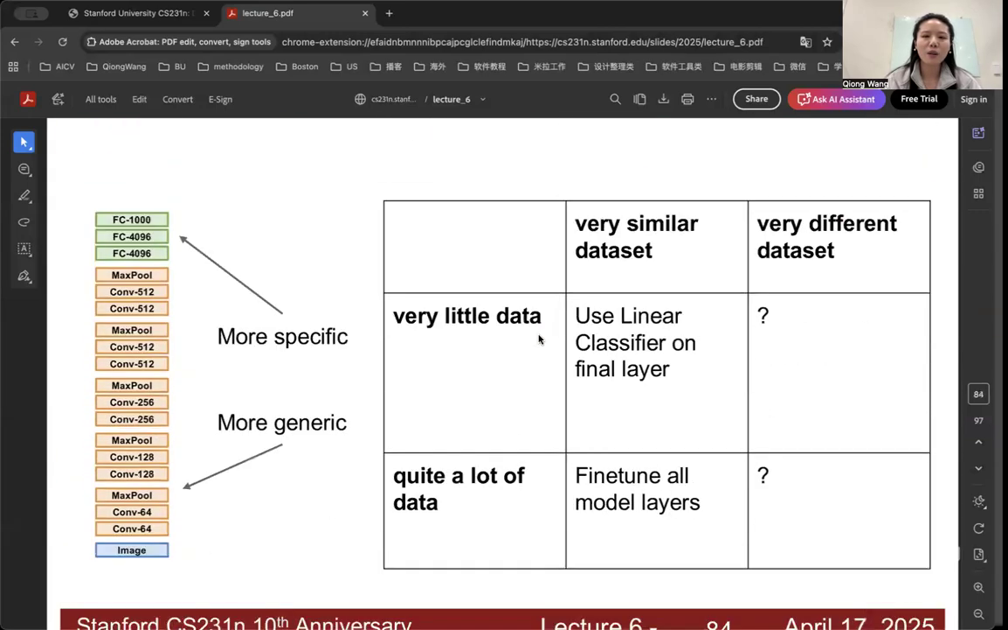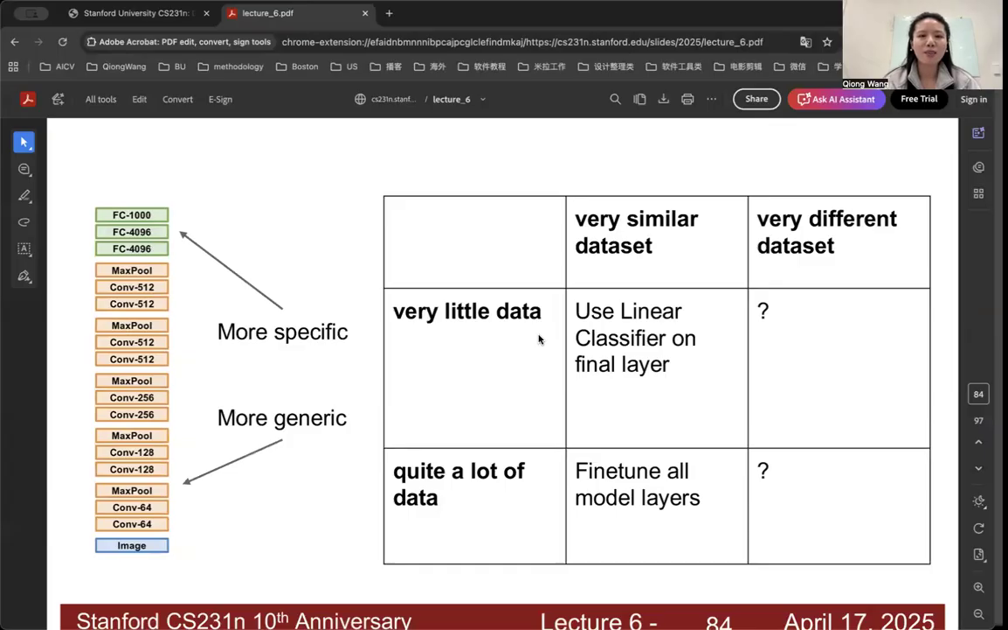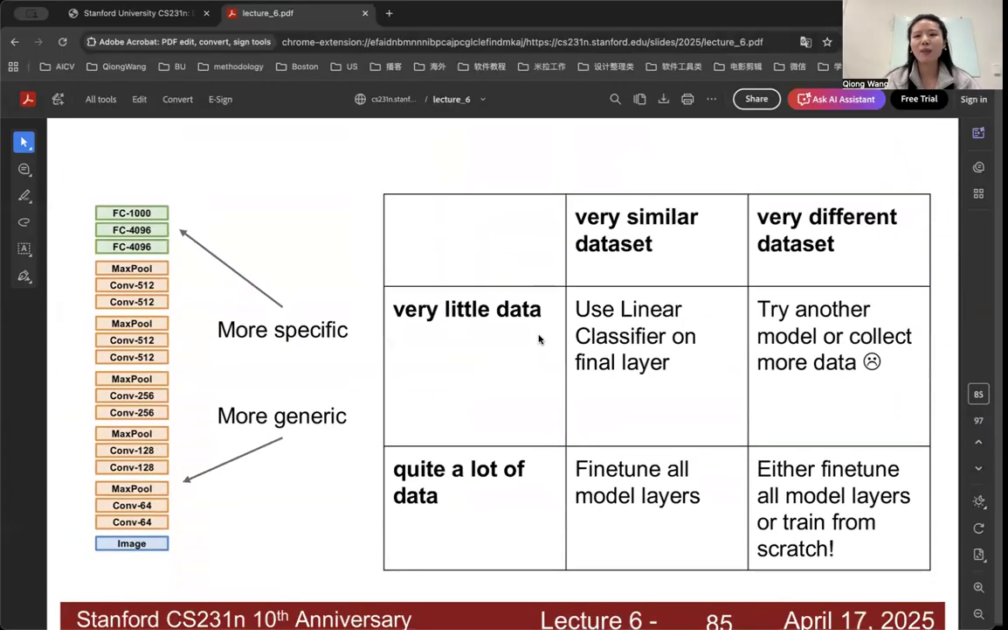And what is the trick when the data is small or large? All we need to know is that we need to choose a pre-trained data set that is similar to the target data set. For example, for a very small data set, it's better to choose a pre-trained model trained on a similar data set. We can use a linear classifier on the final layers.